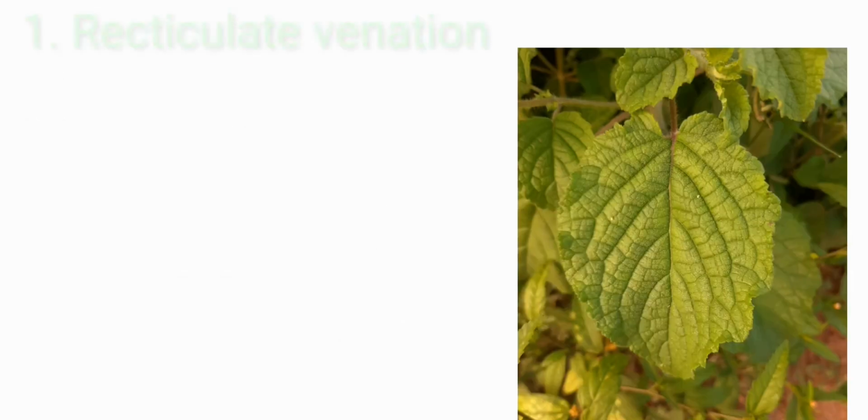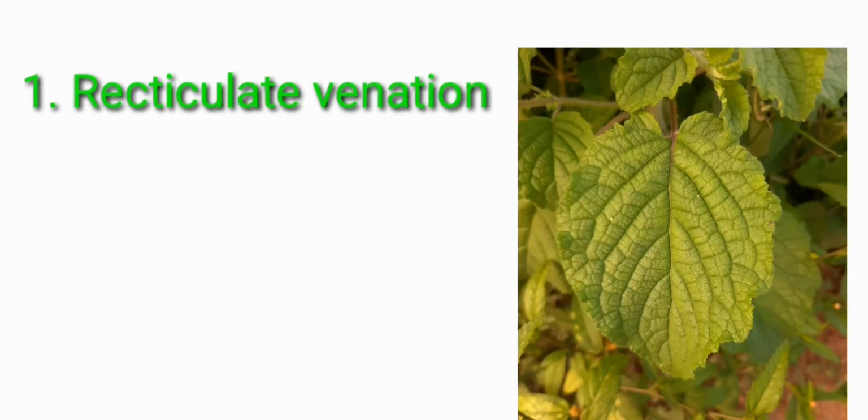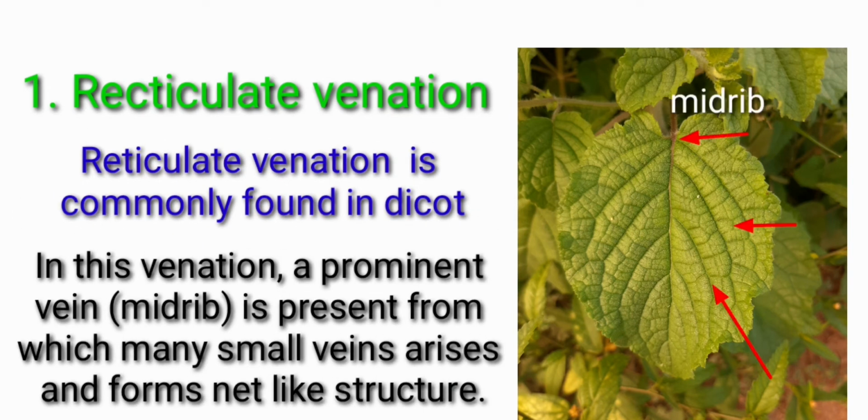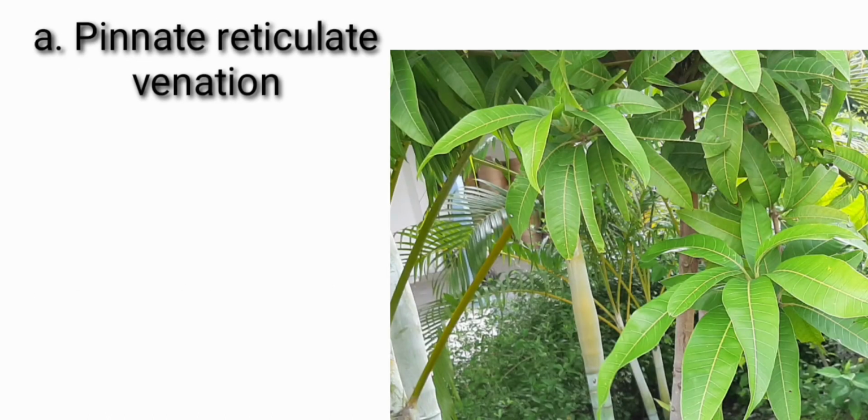Now we are going to see about the reticulate venation. It is commonly found in the dicot plants. In this type of venation, a prominent vein, that is the midrib, is found from which many small veins arise and form a net-like structure. In the leaf picture, you could find the prominent midrib, and veins and veinlets form the net-like structure.